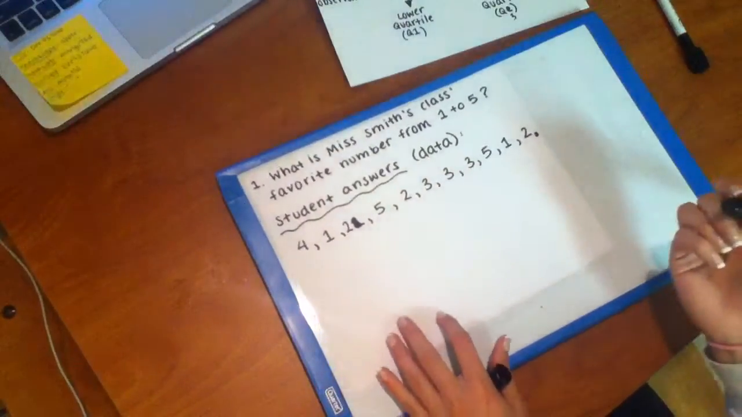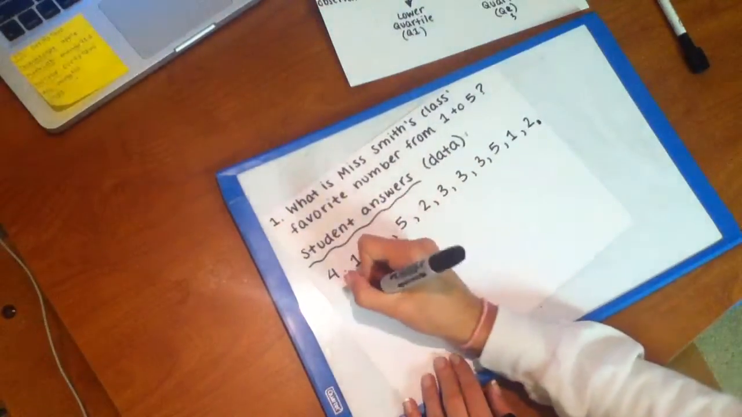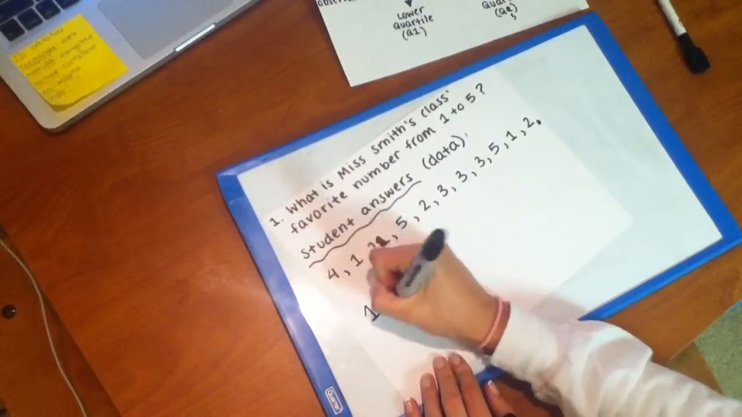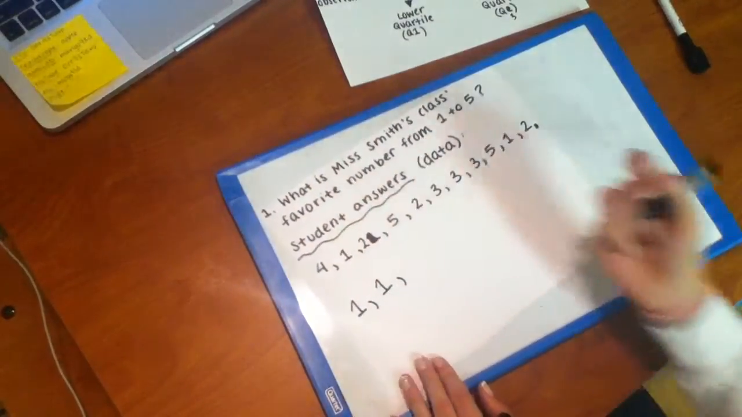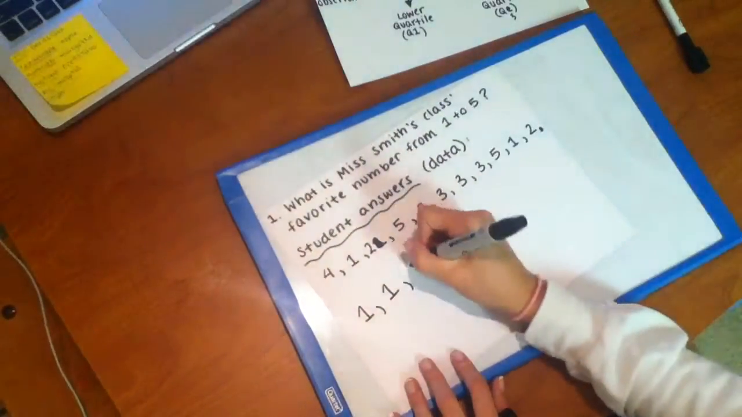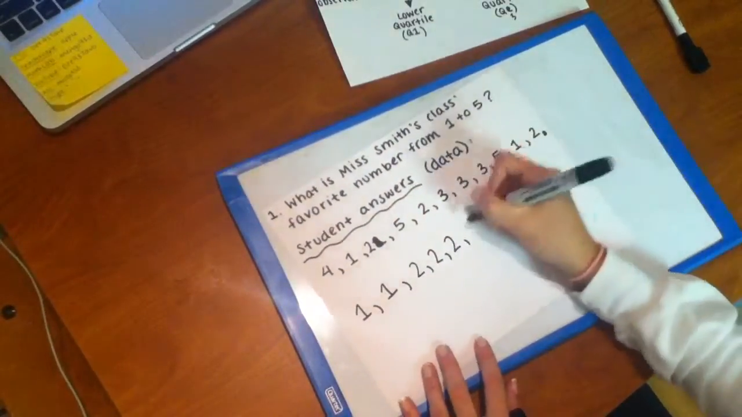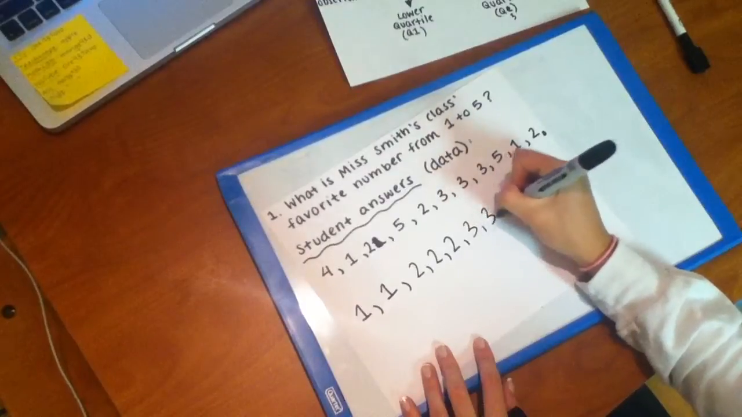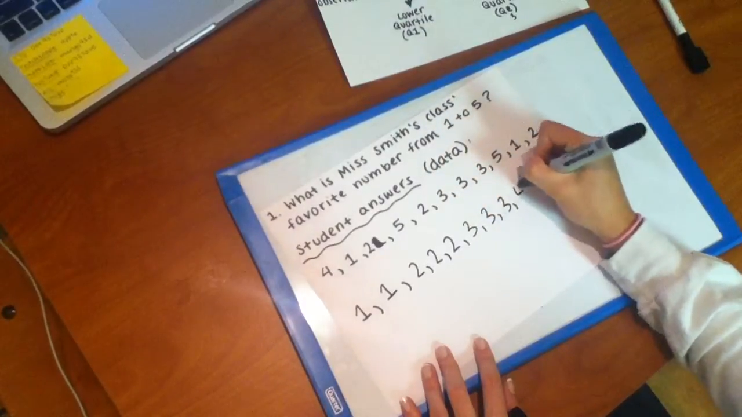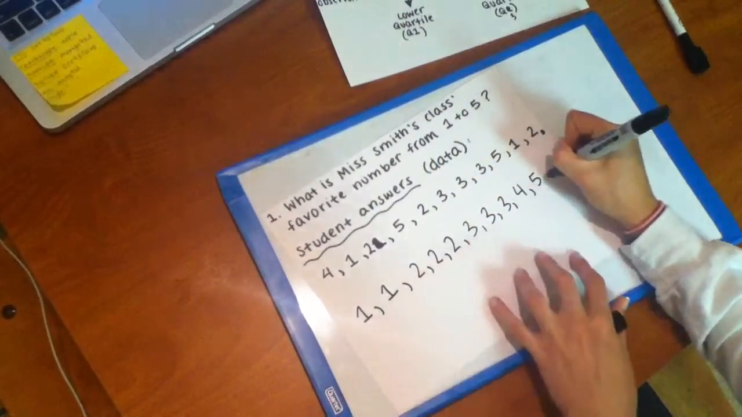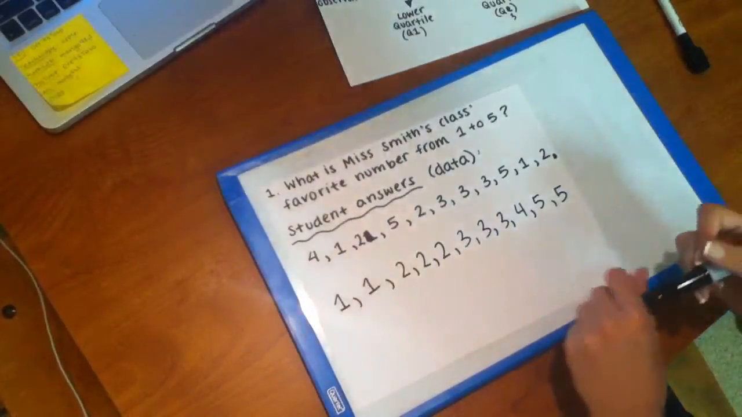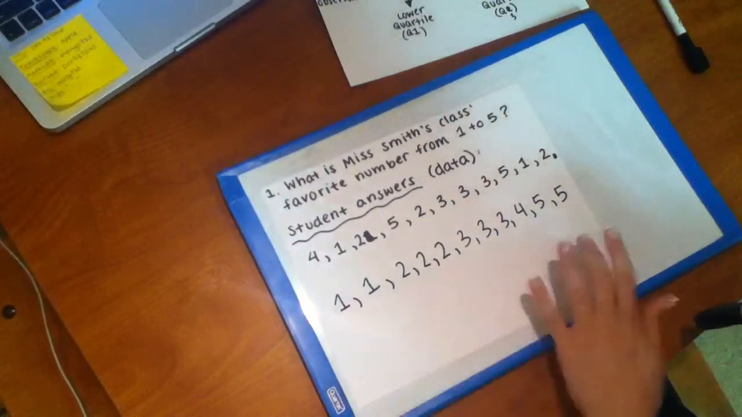So our lowest number is 1. We have 2 1s, so we will write both of those down. We have 3 2s. We also have 3 3s. We have 1 4 and 2 5s. So this is our information.